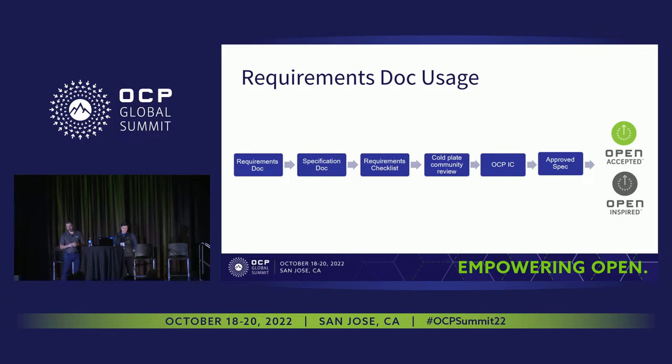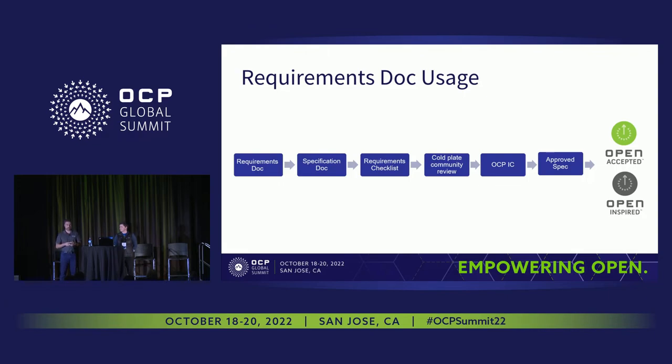It's on the website, and you just present it. This is the specification we're looking to do. Does anybody within the community have anything they'd like to add, to improve it? All of that information, so the spec doc, the requirements checklist, and the feedback from the review, is then submitted to the incubation committee.